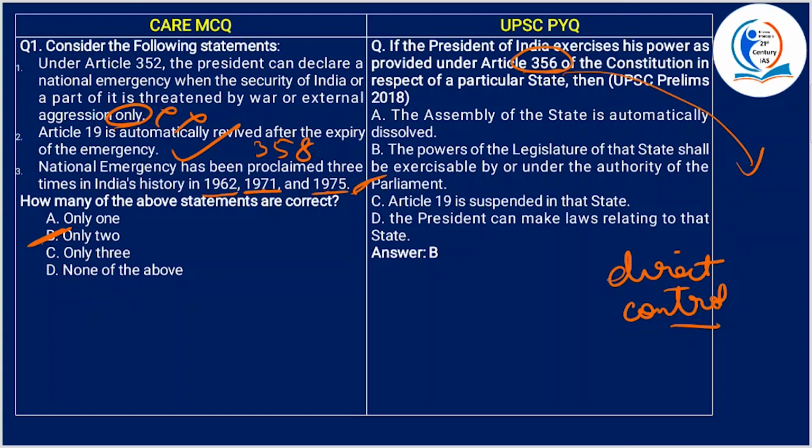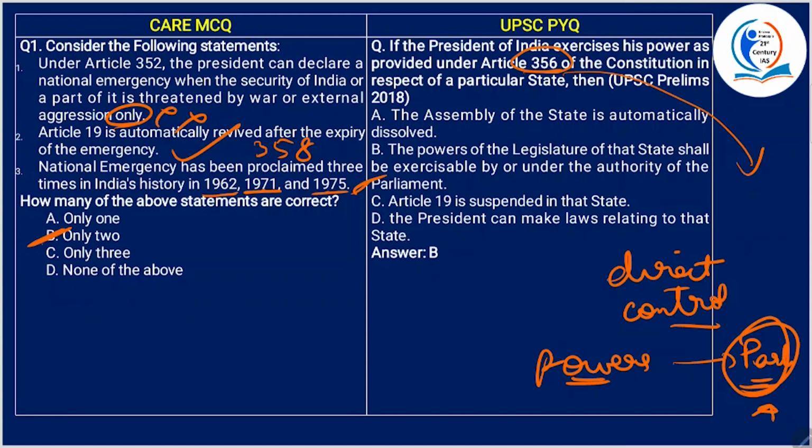Okay, and in such a scenario, the President of India will take over the administration of the state, and the powers of the legislature of that state shall be exercisable by or under the authority of the parliament. This means that the state legislative assembly is suspended and the parliament assumes the power to make laws for the state. Clear? This should be very, very clear.